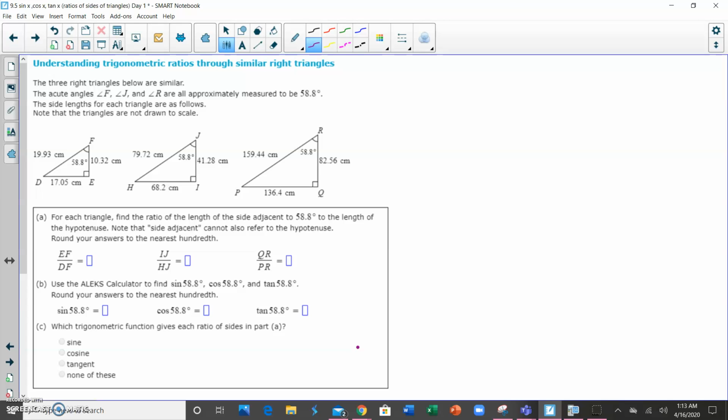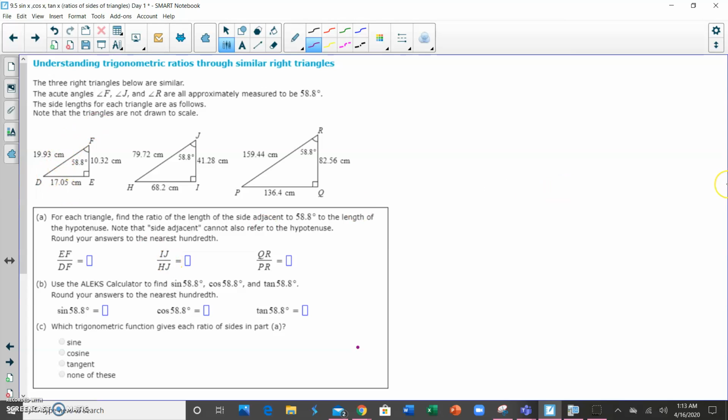All these top angles are 58.8, 58.8, 58.8. So if you think of it, all the triangles would be similar, so they probably would have the same ratio of sides, so we'll see. For the first one, they want you to find EF divided by DF. So here is EF, and here is DF.